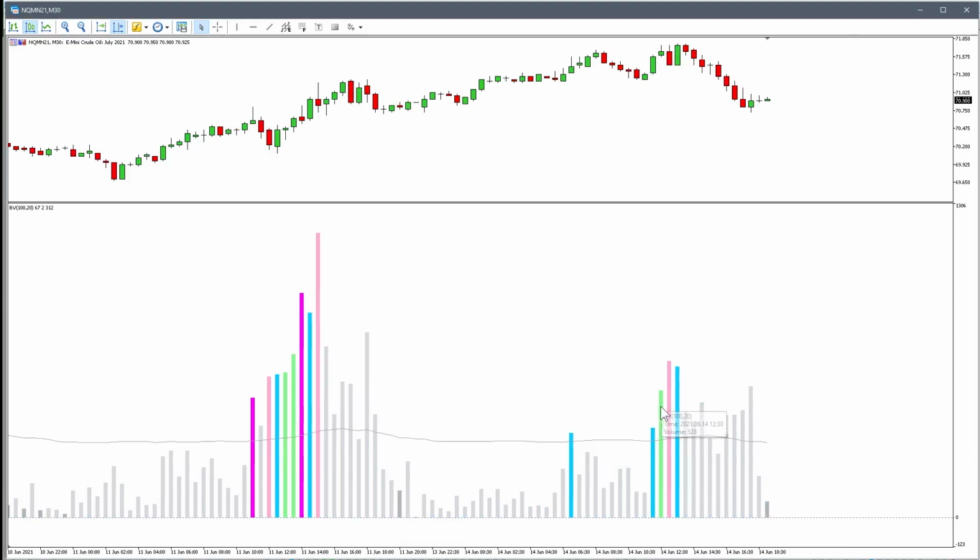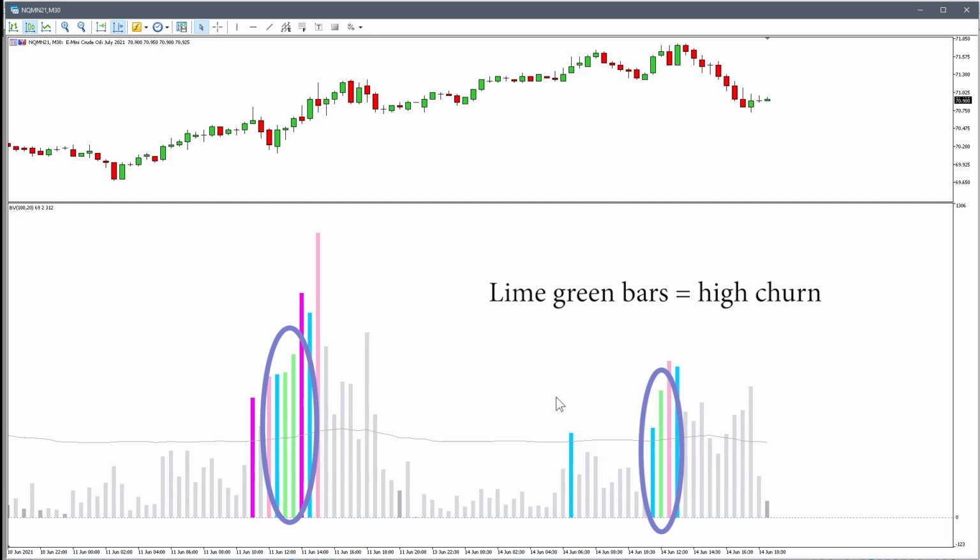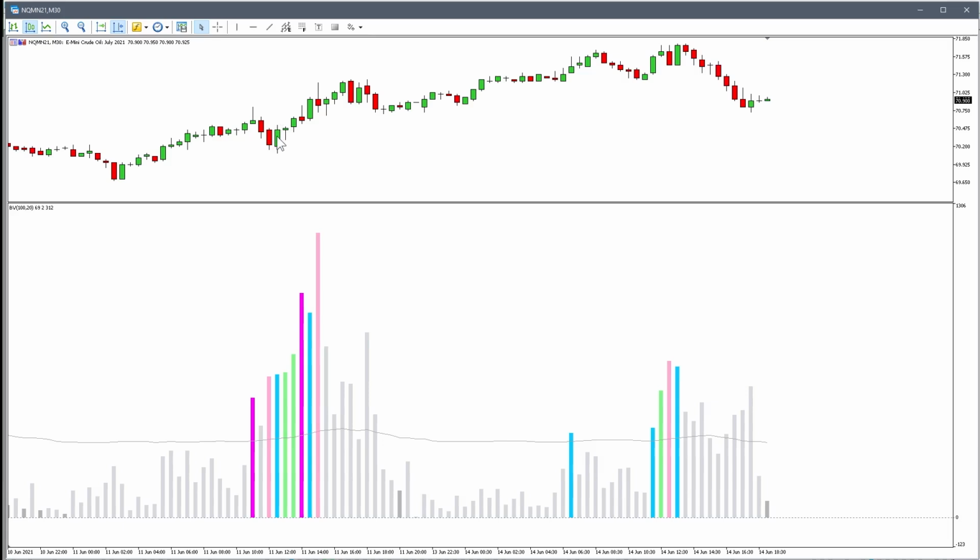Then we have high churn. Now high churn is in a similar color to the original indicator. It's this lime green. High churn happens when there's lots of volume coming in, but the candle range is relatively small. This is considered an anomaly, and it's one of the conditions that can be useful if you already expect a reversal at a particular key level, for example. Small candle range with significant volume equals high churn.